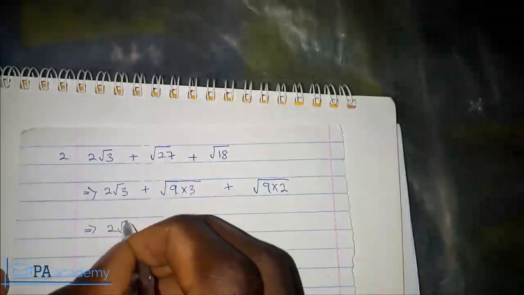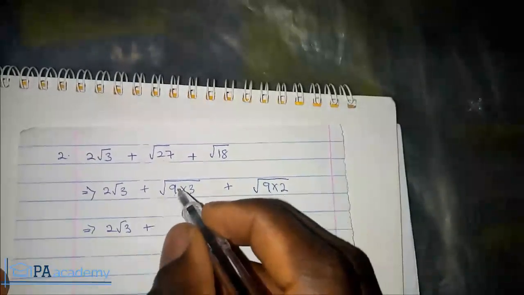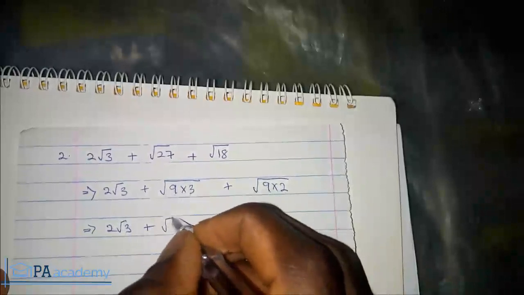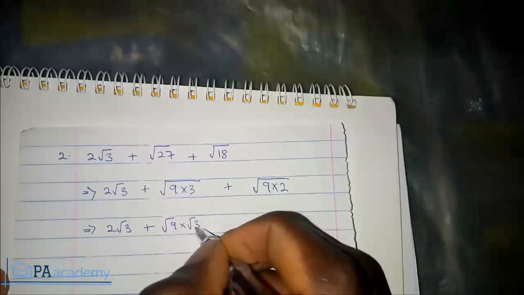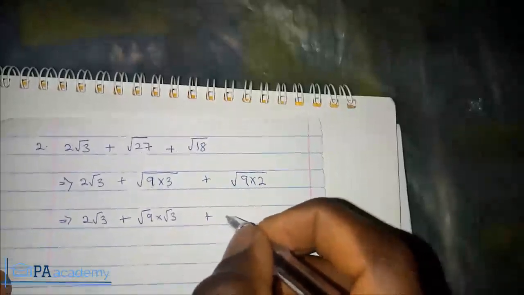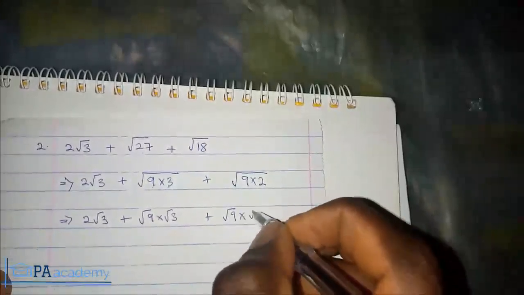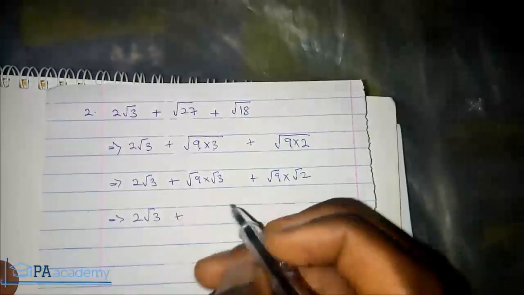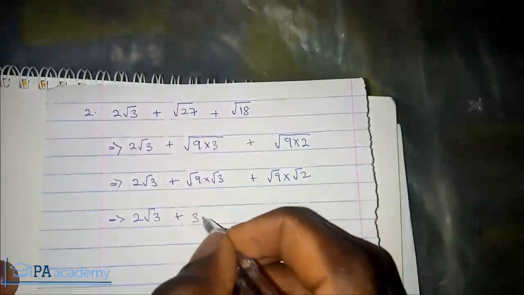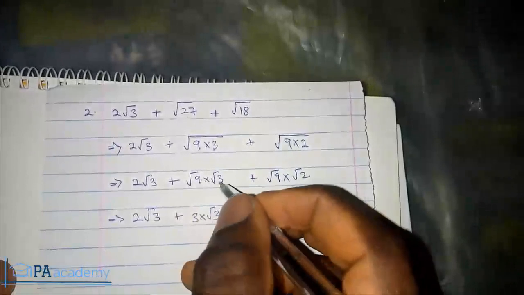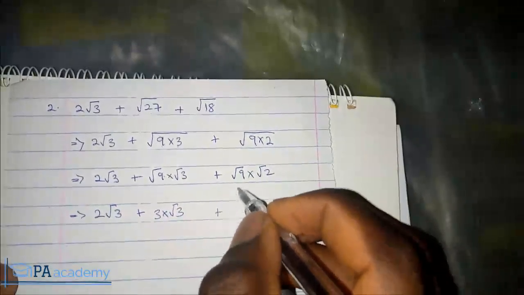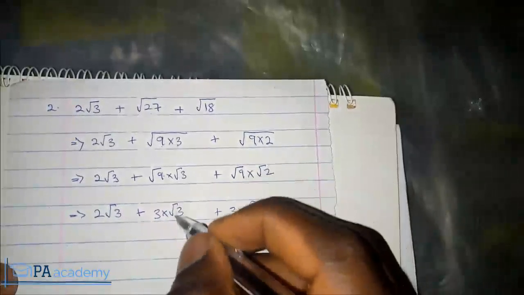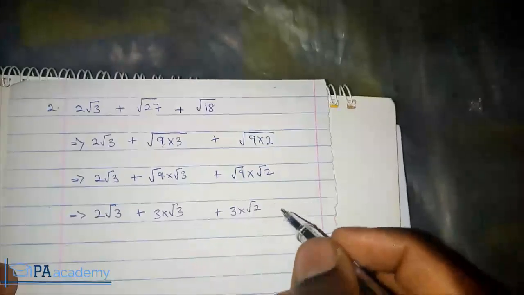So we have 2 root 3 plus, so here we have root 9 times root 3. So we can break it down like this, plus also break this apart, root 9 times root 2. So we have 2 root 3 plus, now square root of 9 is 3 times root 3, plus square root of 9 is 3, then times root 2. We cannot find the square root of 2 because doing that we will not have a whole number, so we leave it as root 2.